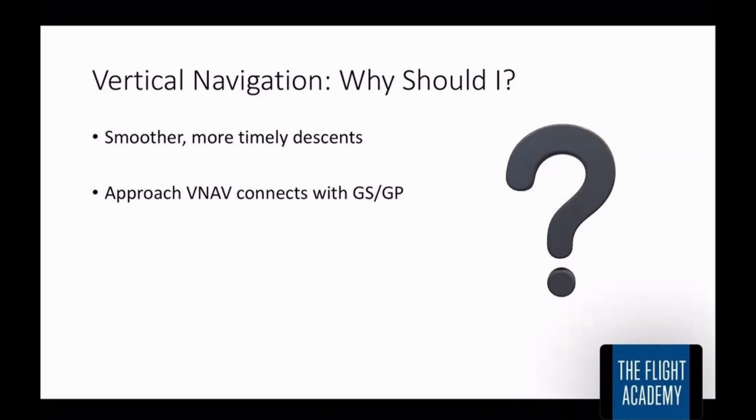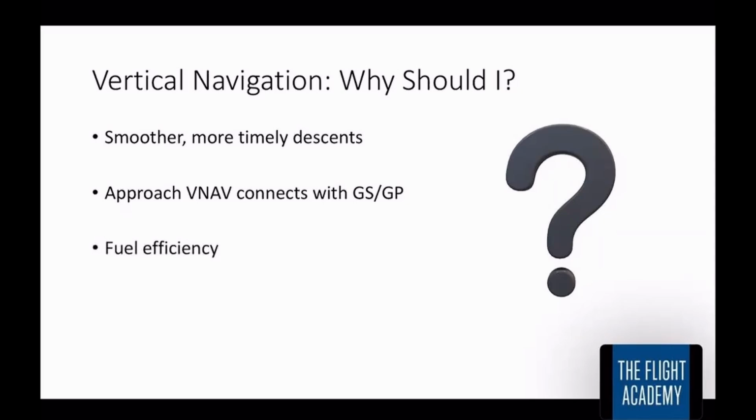VNAV is associated with approaches, so if you've got step downs outside the glide slope or glide path, it's very handy because it's a very smooth way to hand off those step downs to a glide path or glide slope intercept. Again, VNAV and glide path or glide slope are not the same thing, but the autopilot in these airplanes is capable of going from one to the other seamlessly and having it all armed in advance.